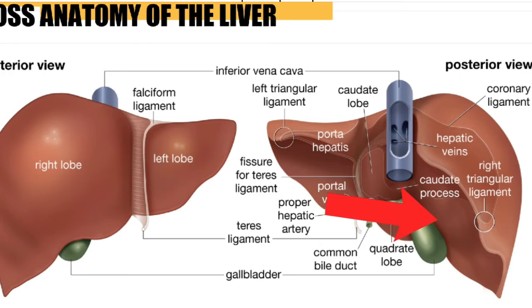Ang sa right triangular ligament naman is formed in a similar fashion adjacent to the bare area, and naka-attach naman siya sa right lobe of the liver to the diaphragm.